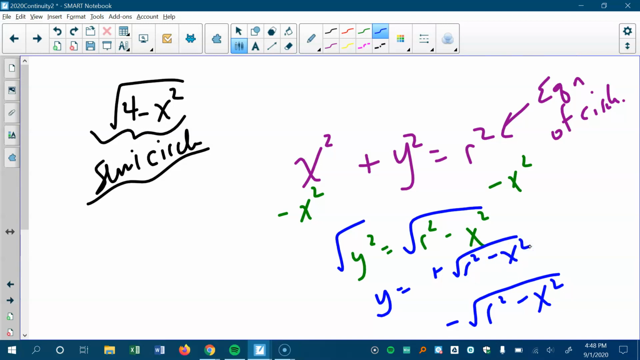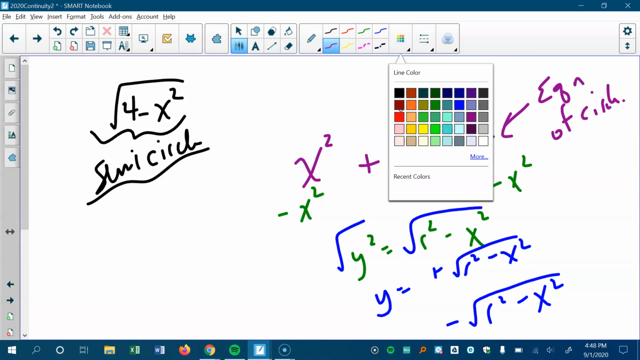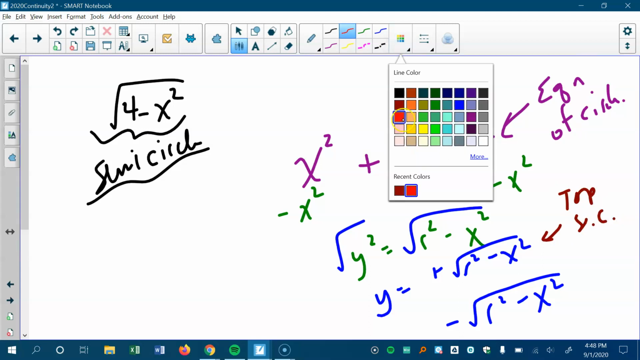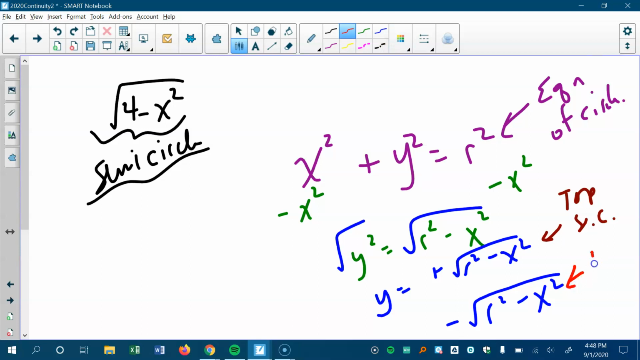Okay, there we go. This one on the top is going to be a semicircle on the top. This is the top semicircle. I'm just going to do SC for semicircle, not South Carolina. And this one on the bottom is the bottom half of the semicircle.